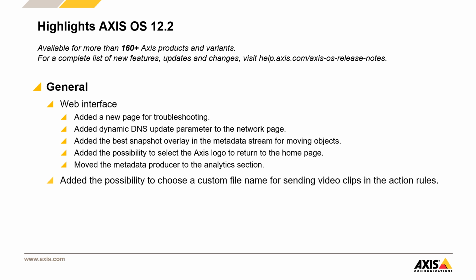In the web interface, we have a few updates for you. The web interface has a new page for troubleshooting now. The dynamic DNS updates parameter is added to the network page. The best snapshot overlay is added in the metadata stream for moving objects. The Axis logo now links back to the home page. And finally, the metadata producer is moved to the analytics section in the web interface. Furthermore, you can now choose a custom file name for sending video clips in the action rules.